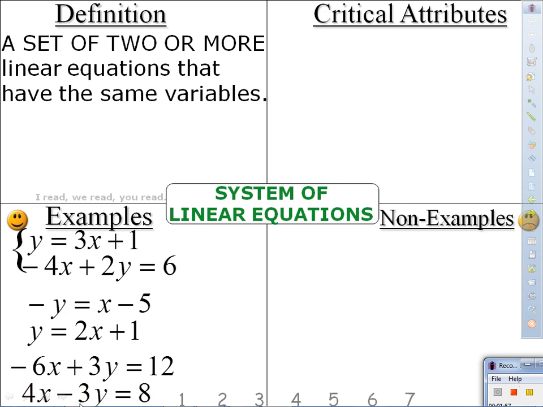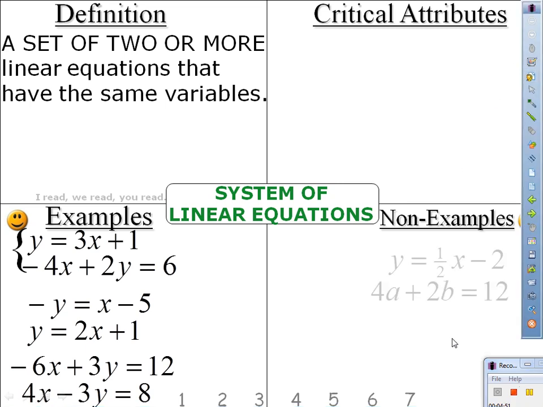And you guys remember the name mono? From monomials, right? Which means one. That's why this is not called a mono of linear equations. This one's called a what? System, because it's more than one. That means it has to be two or more. Okay, non-examples.